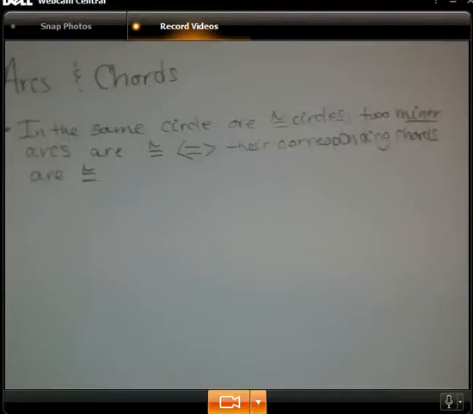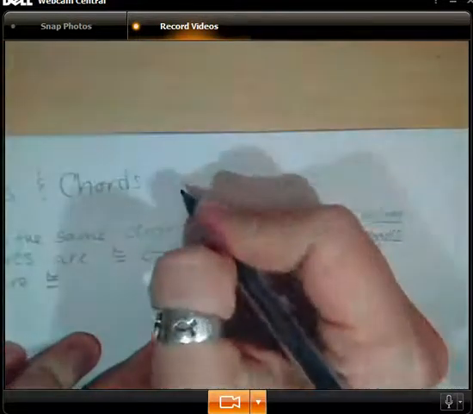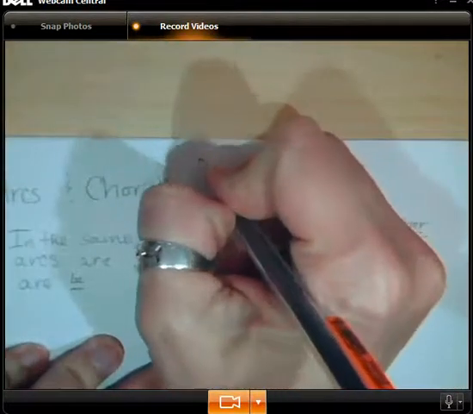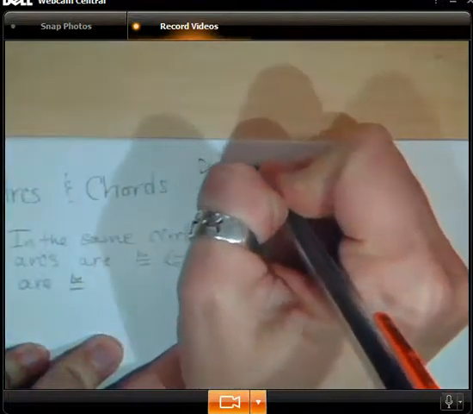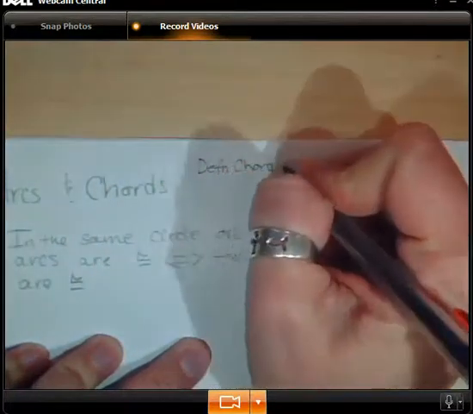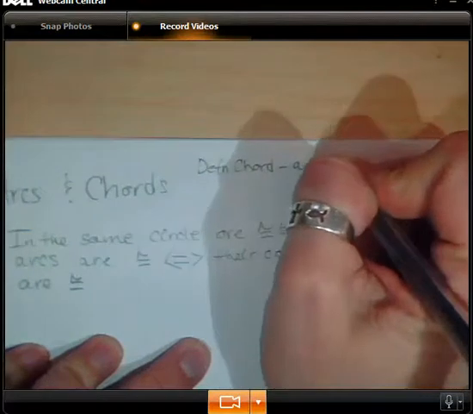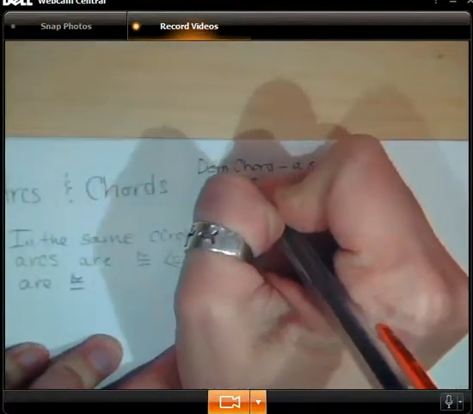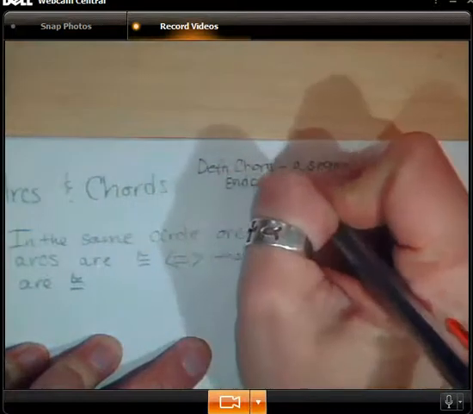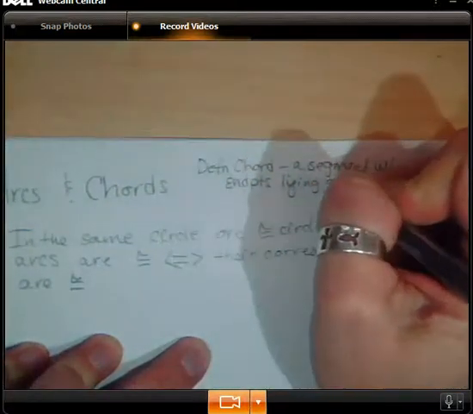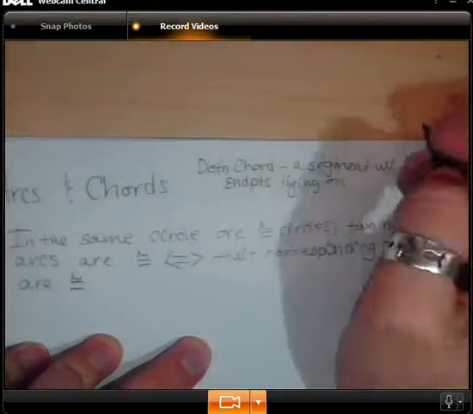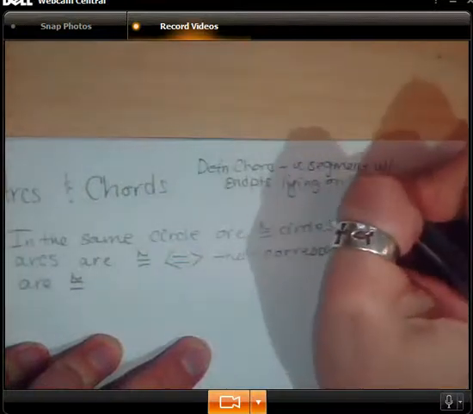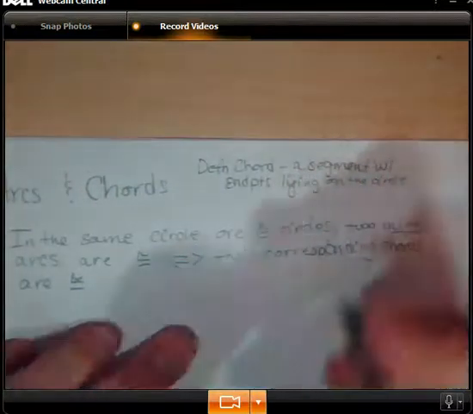Okay, we're going to take a look at some arcs and chords. Let's first remind ourselves what a chord is, and we're going to put our definition up here. Definition of a chord: a segment with endpoints lying on the circle. So that's your definition of a chord.